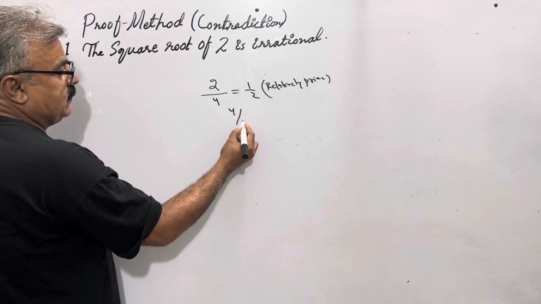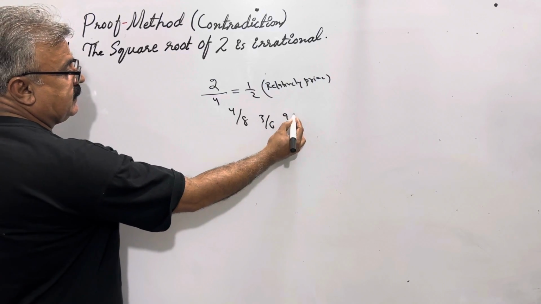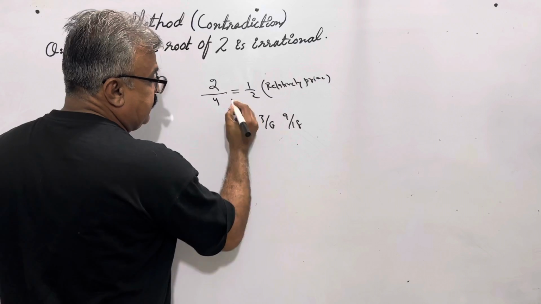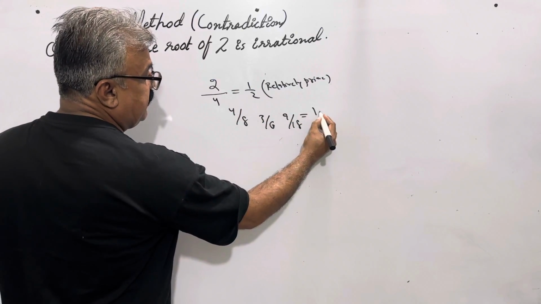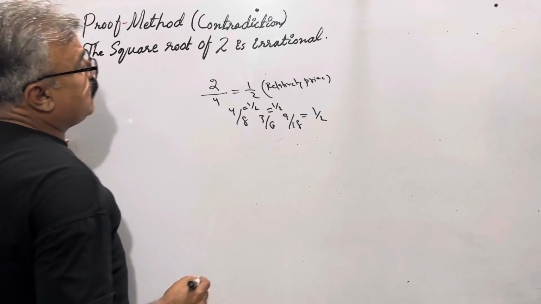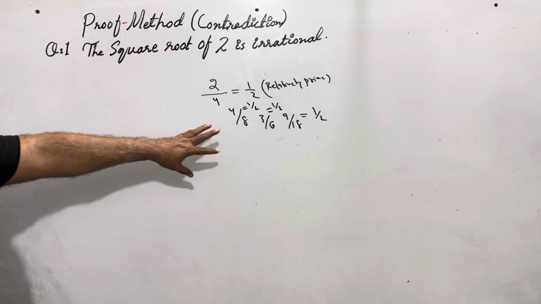Or that is the case: 4 over 8, 3 over 6, 9 over 18. They are not rational numbers in reduced form by definition. They must be relatively prime. No more table is applicable on them.